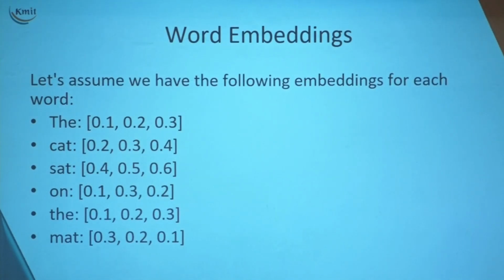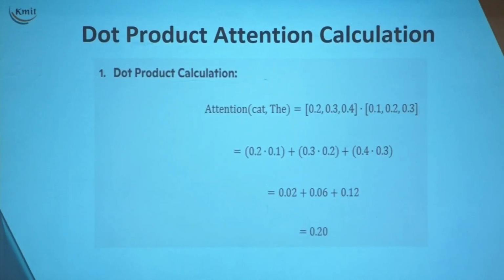Try to understand this problem, how attention is coming. So the, cat and so on till mat have got these 3-dimensional vectors. Any random vectors I have taken. Now we are supposed to calculate the attention score. How do you calculate the attention score? Using a mathematical operation. Here, what we are using as the mathematical operation is dot product calculation.